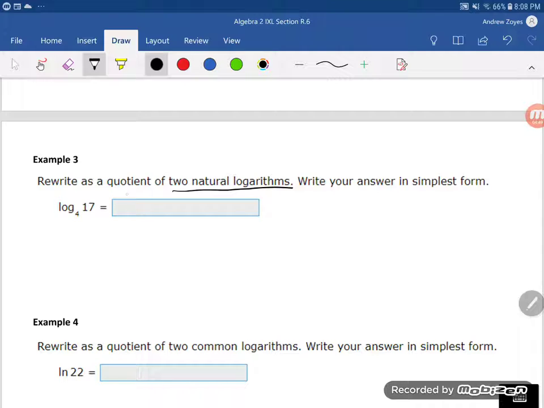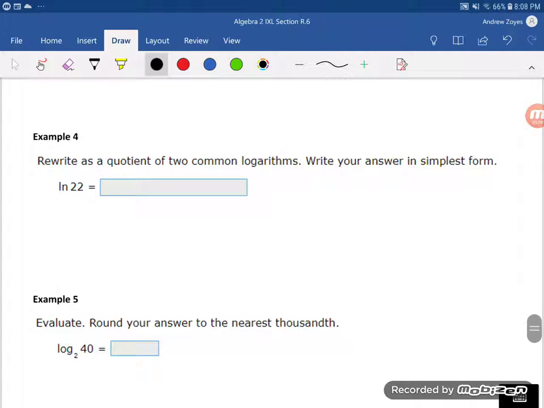So we're going to go ahead and make natural logarithms on top and bottom, or just ln. And then we're going to change our numbers around. So 17 will go on top, and 4 is going to go on bottom. And that is our new logarithm.